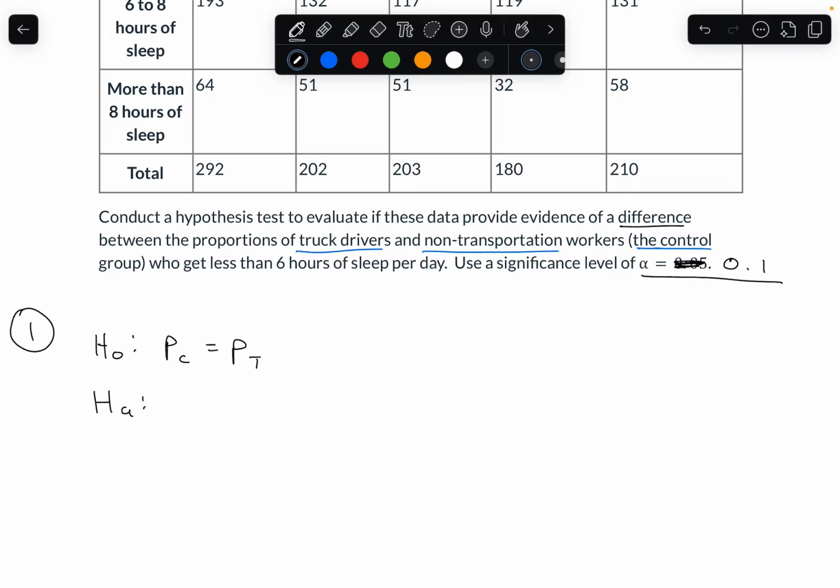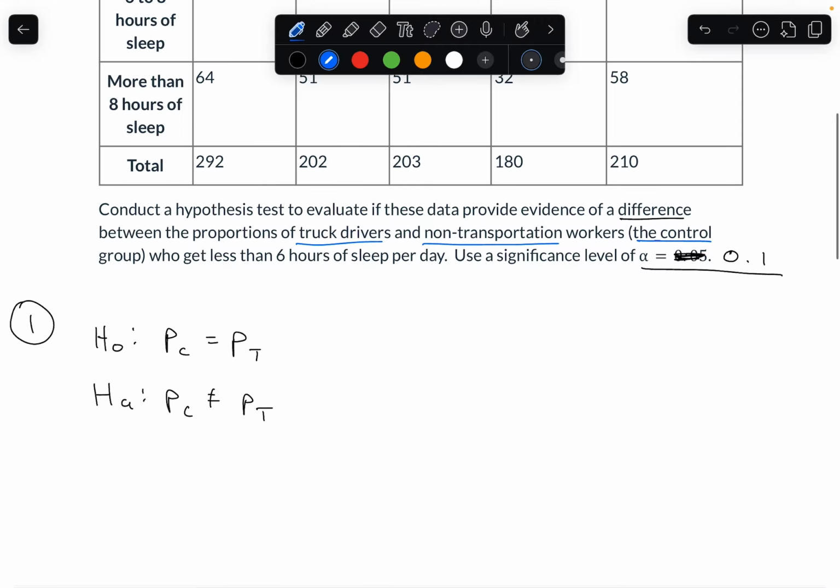Our alternative hypothesis then: we wanted to test if there was a difference between the two groups, which means it's not a left-tailed test, it's not a right-tailed test, it's a two-tailed test. So my alternative hypothesis will be P sub C is not equal to P sub T. So I've got my null hypothesis and my alternative hypothesis. I do also think at this point it would be extremely helpful to start gathering some information. In particular, I would like to know what is P hat 1 and what is P hat 2, because we're going to use those in our hypothesis test.